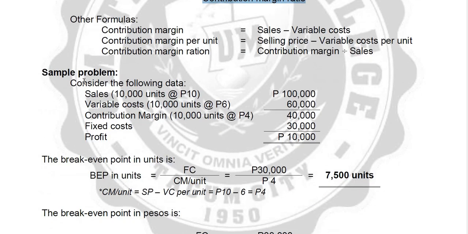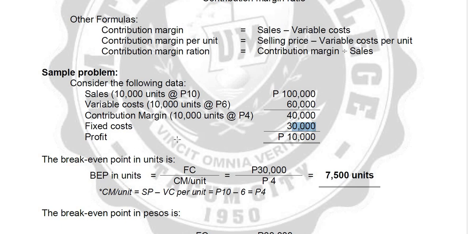So, may sample problem dito. So, consider the following data. So, say for example, your sales is 10,000. So, ito yung total. Variable cost natin ay 6,000, of course, based sa units sold. So, yung contribution margin natin ay 4,000, minus the fixed cost of 30,000. So, magre-report tayo ng profit na 10,000.